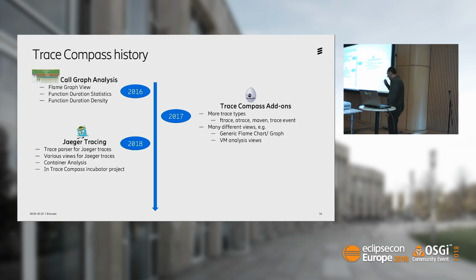So this year, cloud tracing is one of the topics. We were thinking to have support for Jaeger tracing, which is a tracer that provides traces in the OpenTracing API. And we had a student intern in our company that provided a trace parser for it and some various views. Right now it's in the incubator project, but it's available.